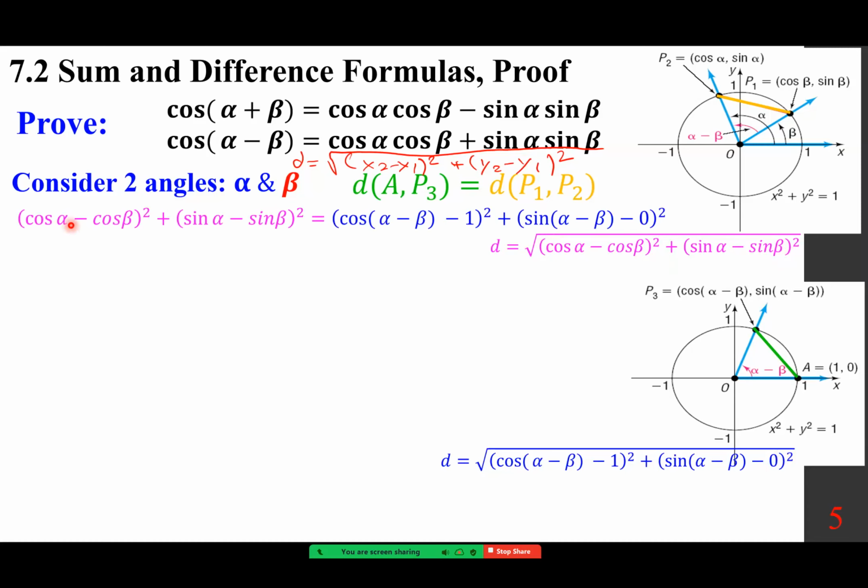Cosine squared alpha minus 2 cosine alpha cosine beta plus cosine squared beta. This one, sine squared alpha minus 2 sine alpha sine beta plus sine squared beta. This one, cosine squared of alpha minus beta minus 2 cosine of alpha minus beta plus 1. This one, sine squared of alpha minus beta, and squared, because this basically is nothing, right? So just square this one, that's all. Just square this one, this goes away.